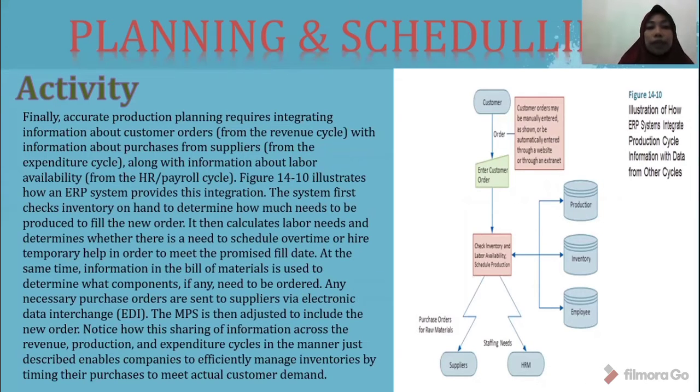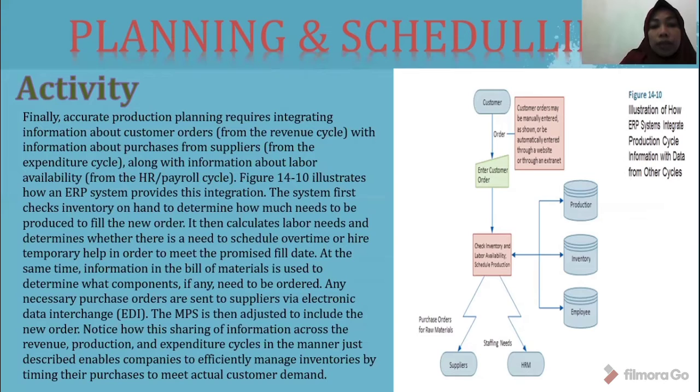The system first checks inventory on hand to determine how much needs to be produced to fill the new order. It then calculates labor needs and determines whether there is a need to schedule overtime or hire temporary help in order to meet the promised date. At the same time, information in the bill of material is used to determine what components, if any, need to be ordered. Any necessary purchase orders are sent to suppliers via electronic data interchange. The MPS is then adjusted to include the new order.